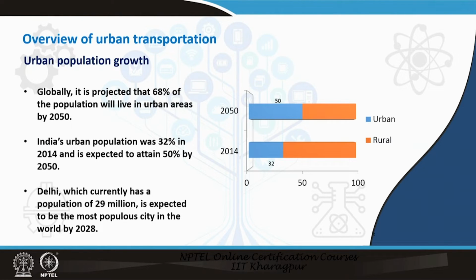You can imagine the rise in the number of people who want to live in the urban areas. As you all know, India has 4 metropolitan cities, and Delhi has the highest population of 29 million, and is now expected to be the most populous city in the world by 2028. So, with such a large number of people living in urban areas, this is definitely putting a stress on the infrastructure available in these cities.